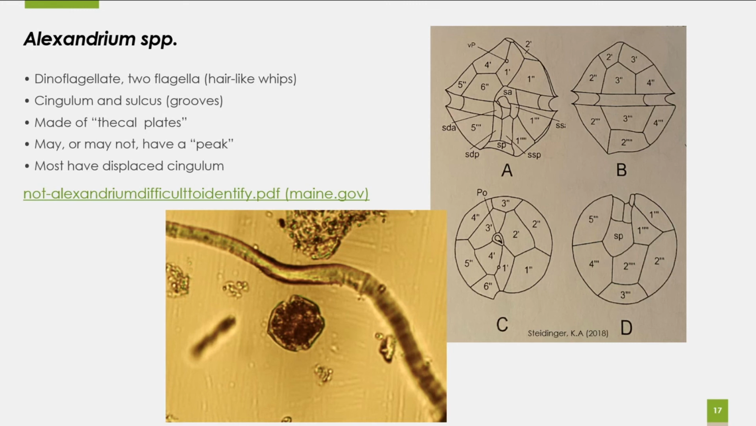Something else that I do with Alexandrium, because it's so hard to identify, is I've implemented this: if you have greater than 50% confidence that it's Alexandrium, then mark it as such. If you're like, I really don't know, but I don't think so, and you have less than 50% confidence, then don't mark it as such and just make a note of it.